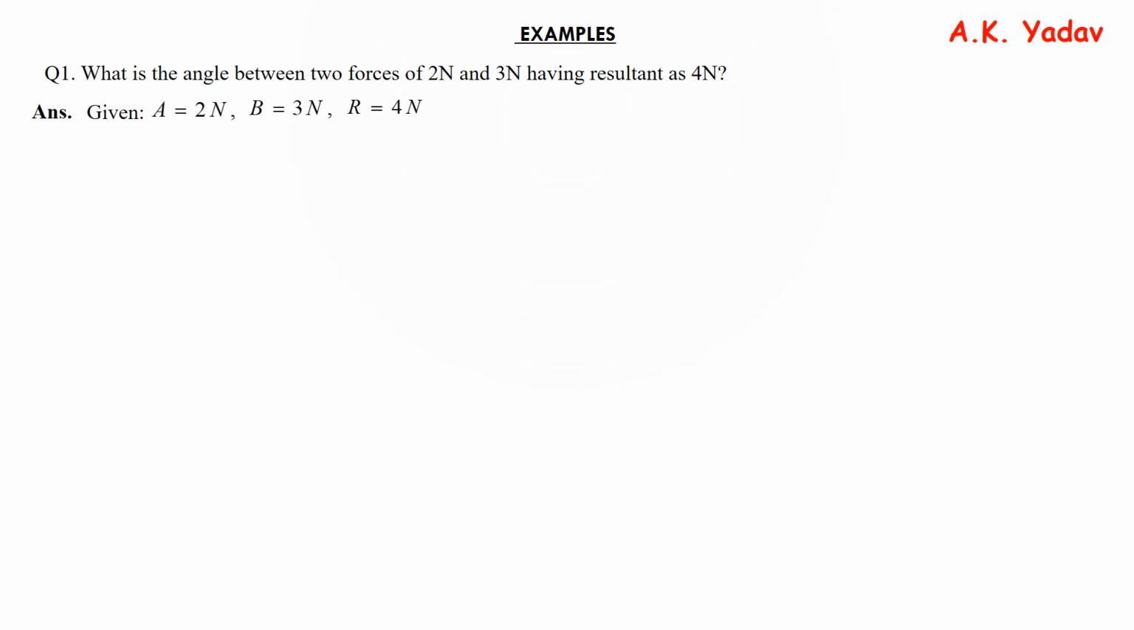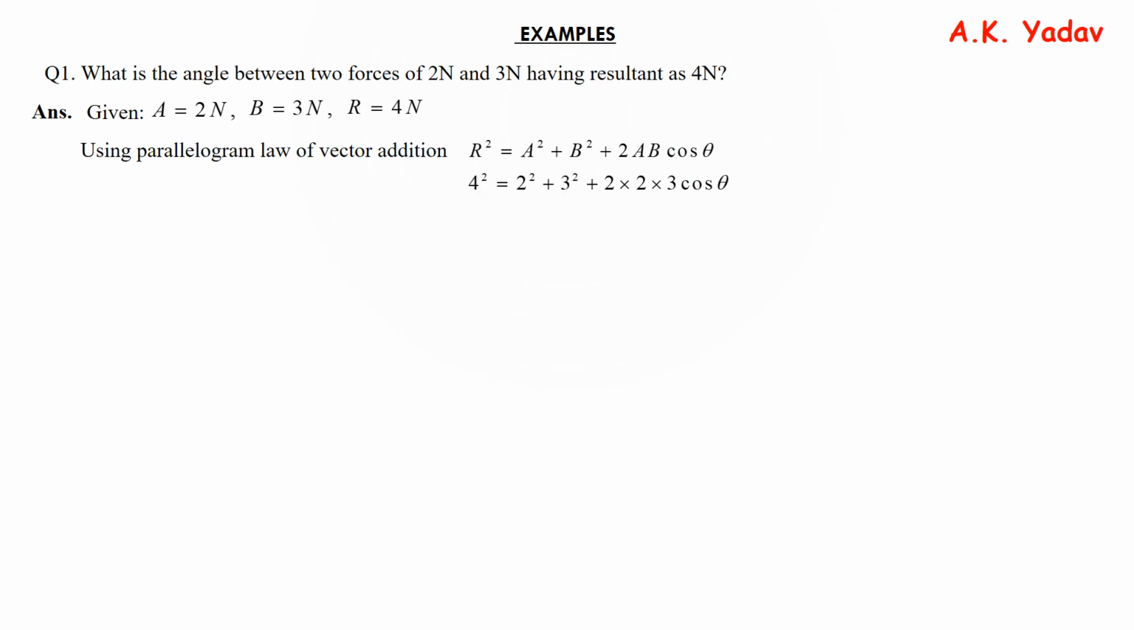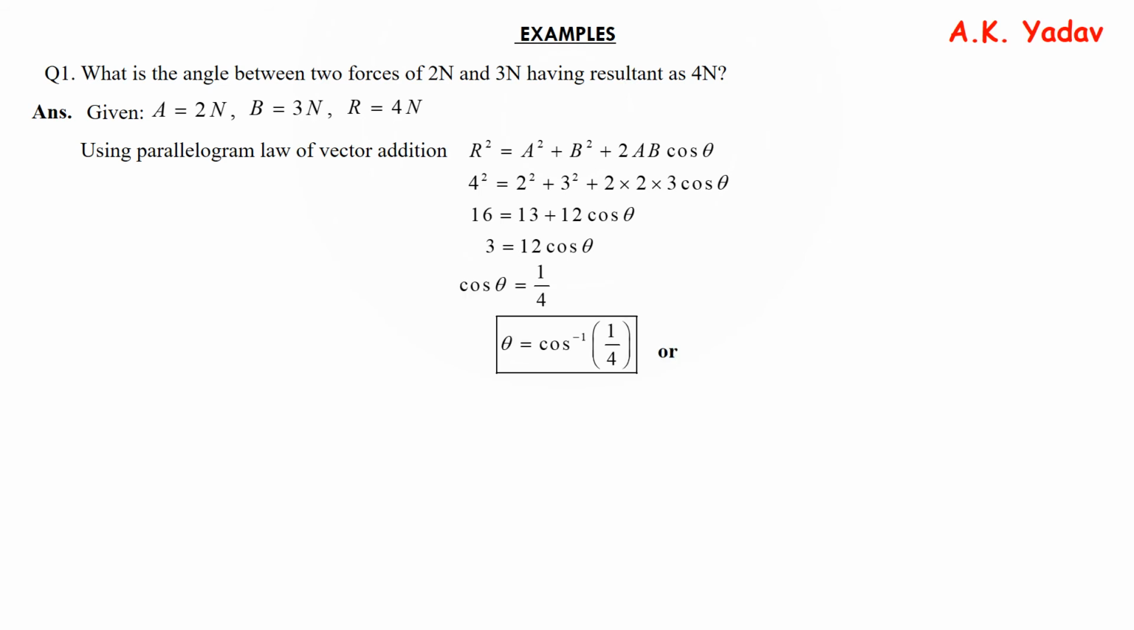Now let's do a few examples. The first one: what is the angle between two forces of 2 Newton and 3 Newton having a resultant of 4 Newton? So A is 2 Newton, B is 3 Newton and R is 4 Newton. Let's apply the parallelogram law. R square is equal to A square plus B square plus 2AB cos theta. Let's put all the values. We get cos theta is equal to 1 by 4, or theta is equal to cos inverse 1 by 4, or theta is equal to 75.52 degrees.